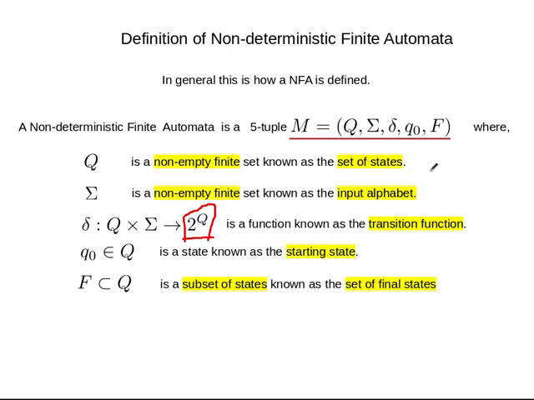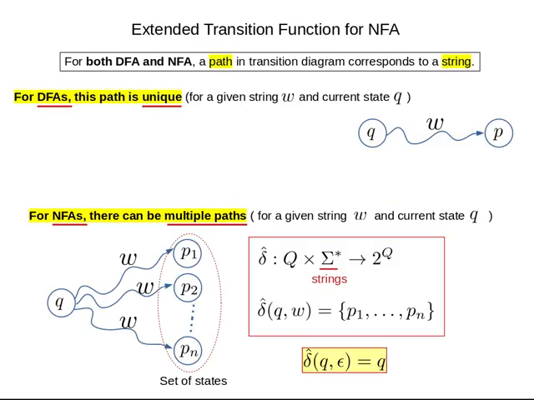Now, what about acceptance of a string? In case of DFA, we expressed that in terms of the extended transition function. The extended transition function for DFA captured a chain of transitions. You start from some state Q and you process this string W, and then you end up at P. So we said that P is delta hat of Q and W.